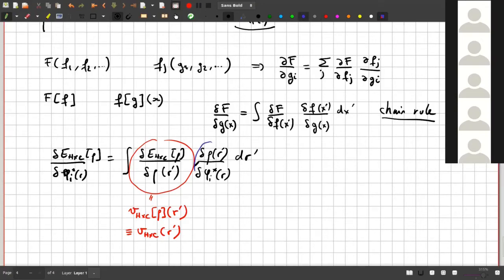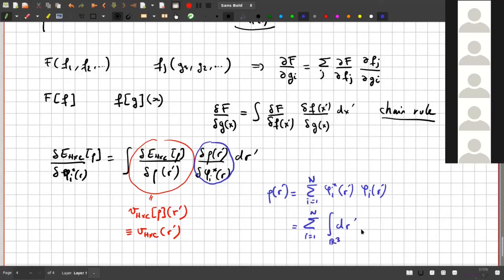Now I need to compute this quantity. So let's do that. For this, we need to recall the expression of the density, rho of r prime. So this is the sum over all electrons of phi_i star of r prime phi_i of r prime. But you see, to calculate a functional derivative, usually we have an integral when we take a variation. And here we don't have an integral over r prime. Well, what we can do is simply to add one. So we have an integral over r prime. Let's see, we have the sum over i, integral over r prime of phi_i, no, sorry, over r.